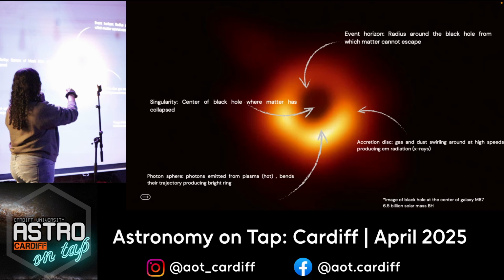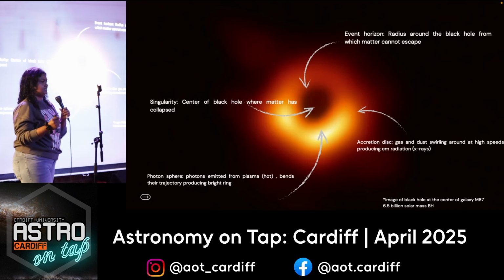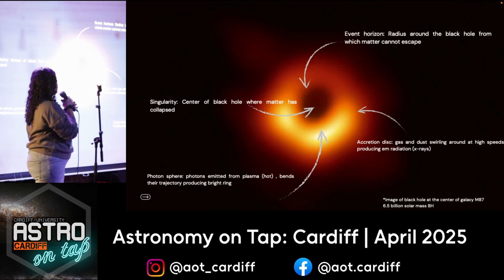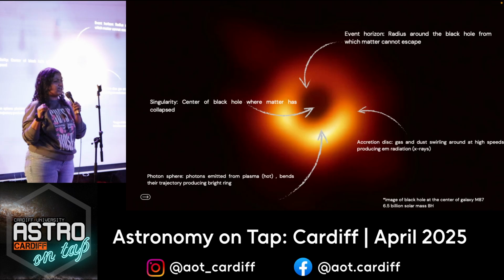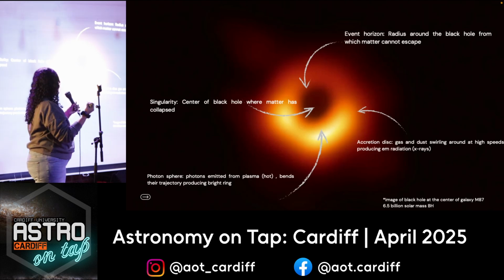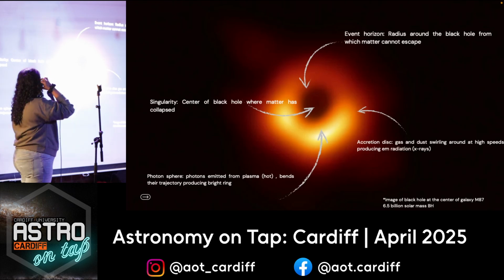Moving on. So this is the actual real image that we saw in 2019. This is the first image of a black hole, in the galaxy M87. It is 6.5 billion times the mass of the sun. So it's 600,000 times the mass of Gargantua. So you can understand how big this is.